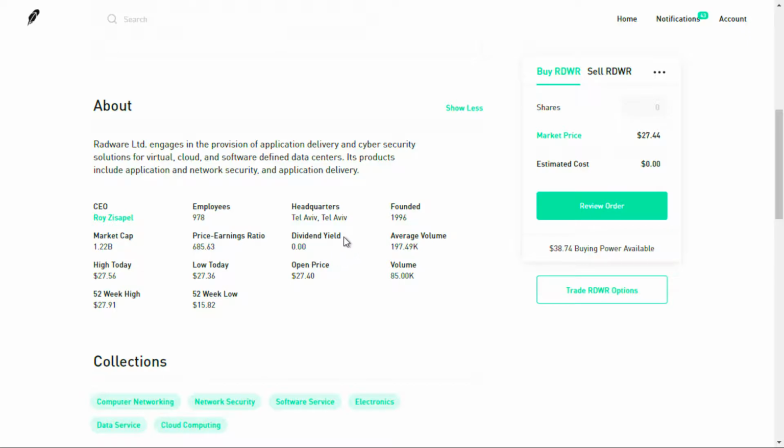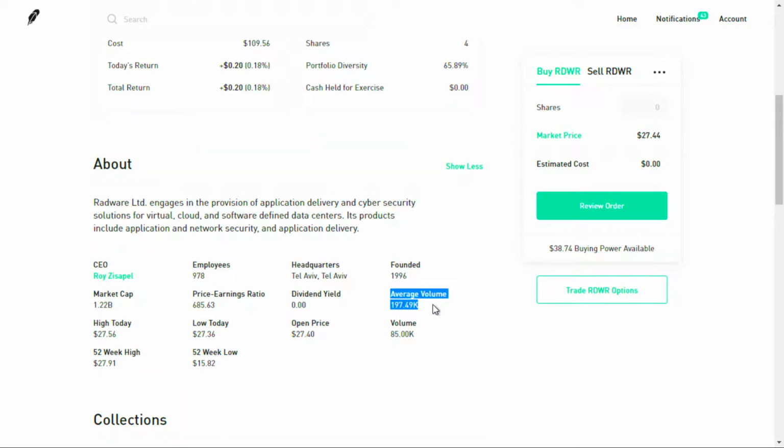So when they pay out dividends next time, the dividend yield is basically just a percent of the current share price that they'll be paying out. So if the share price was $100 and the dividend yield was 5%, then that would mean the dividend would be $5. The average volume is basically just the average volume for the stock.